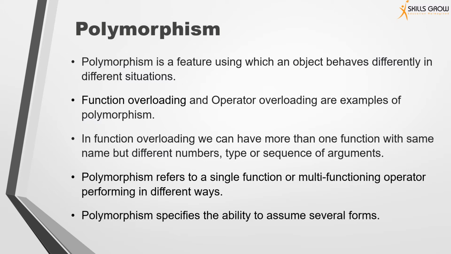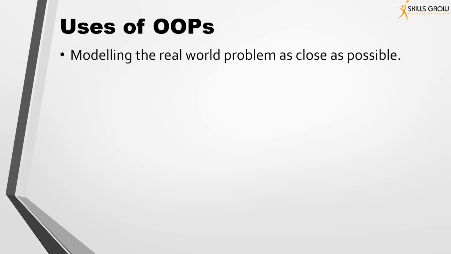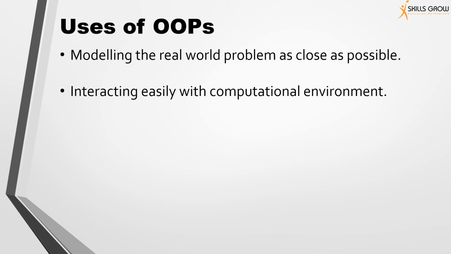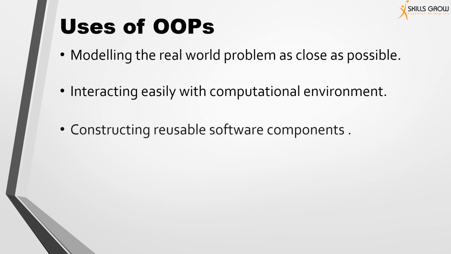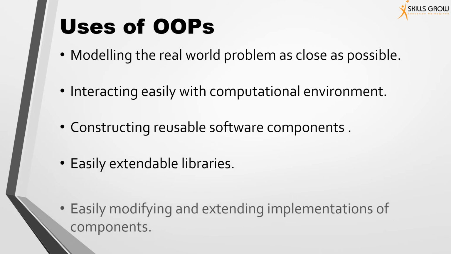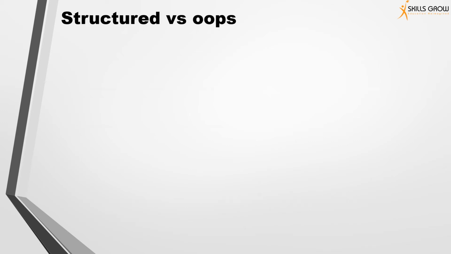Now we have got the basic idea. Now let's look at the uses of OOPS, that is object-oriented programming. It helps in modeling the real-world problems as close as possible. We can easily interact with the computational environment. The software components can be reusable, and the libraries can be easily extended. Easy modification and extended implementation.